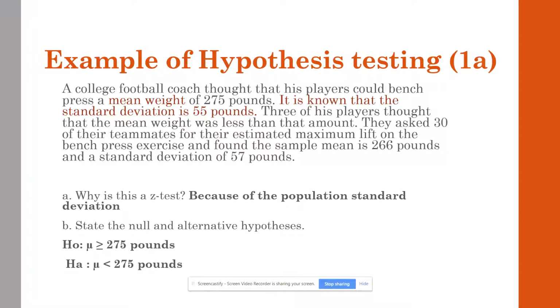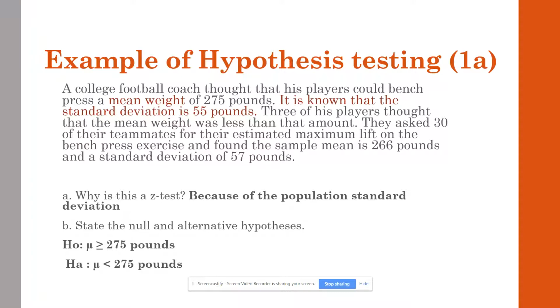So the first thing, why is this a z-test? It's a z-test because we know the population standard deviation, and for this one, it's 55. And how do I know it's 55? Well, the college football coach already knew that there was a mean weight of 275 pounds and the standard deviation was 55. So that means that's his population. Additionally, when we talk about the other standard deviation in the problem, it really is about the sample, because there's 30 teammates who have their maximum lift, which is a sample mean of 266, which had a standard deviation of 57. So that's how I know this is a z-test problem, because of that population standard deviation.